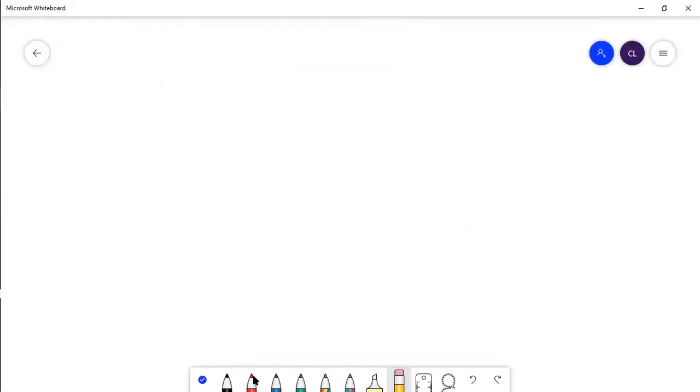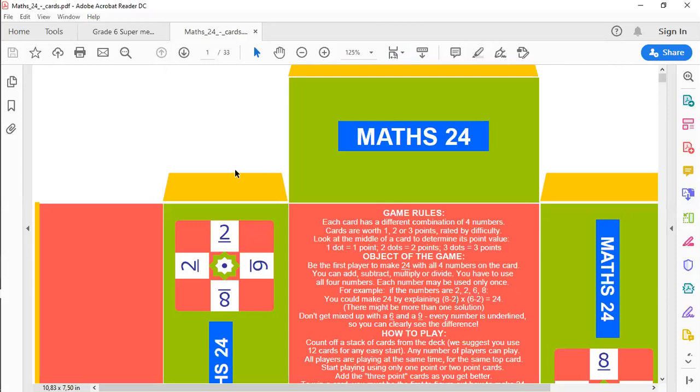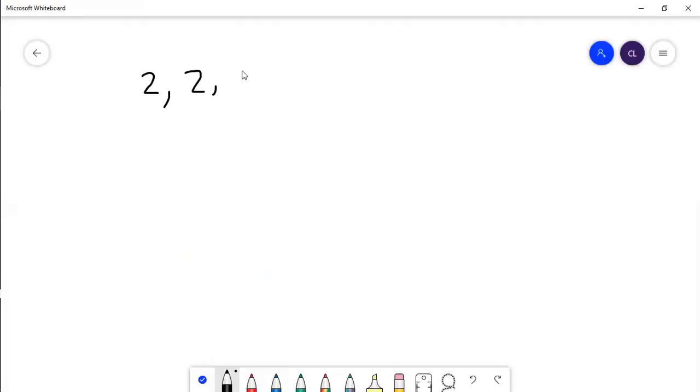They gave us the numbers saying, look, you have 2 and 2. Let me just recheck the numbers so I have it right. Right, so we got 2 and 2 and 6 and 8. And they say, out of 2 and 2 and 6 and 8, we want you to make 24. So you can add, subtract, multiply, or divide, using as many operations as possible, to get 24.